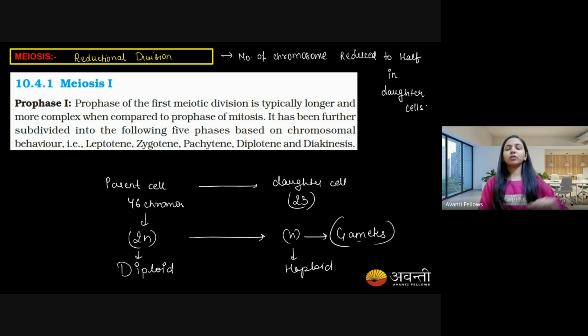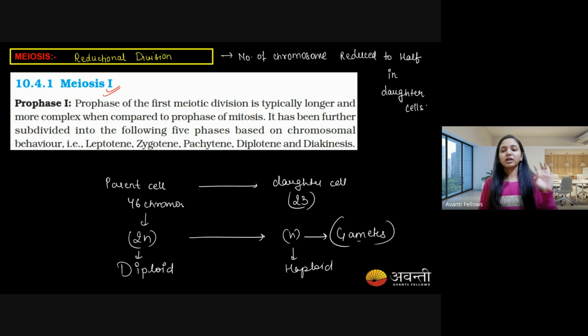So we will start with prophase. Just like in mitosis, here also we have 4 phases: prophase, metaphase, anaphase, telophase. We are writing it as meiosis 1. Are you able to understand why we are writing meiosis 1? Because meiosis is also of 2 types: meiosis 1 and meiosis 2. So we are starting with meiosis 1.